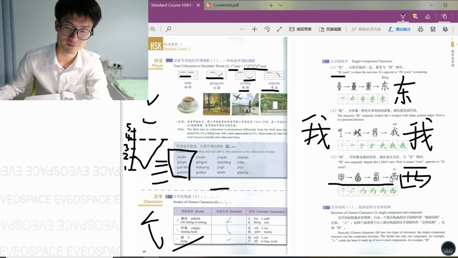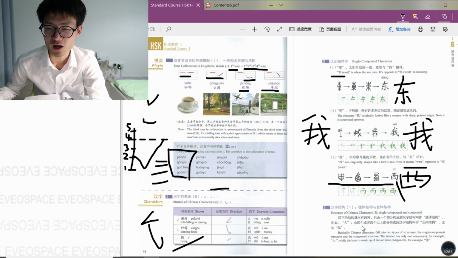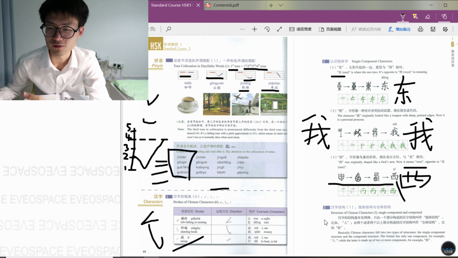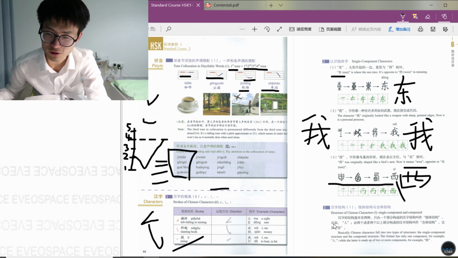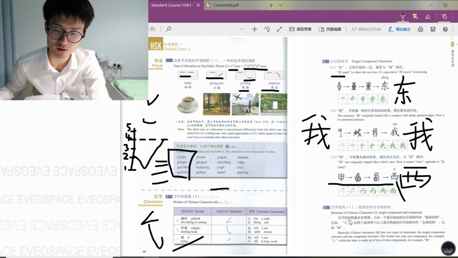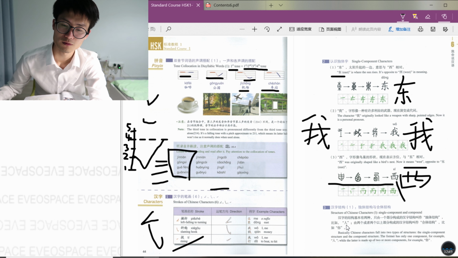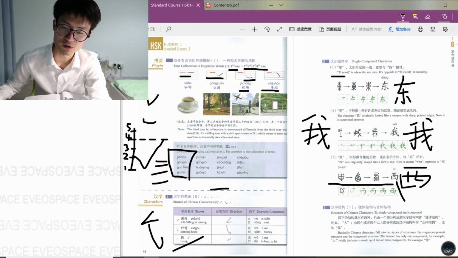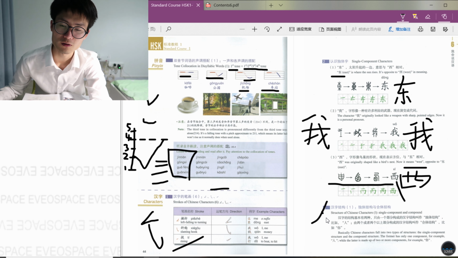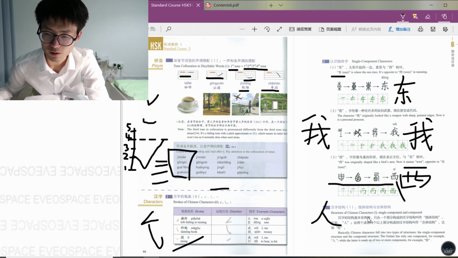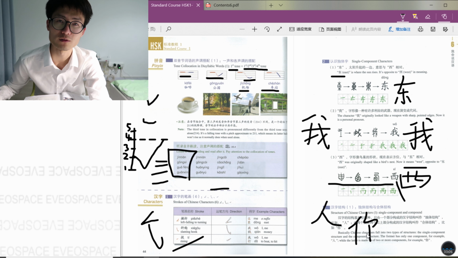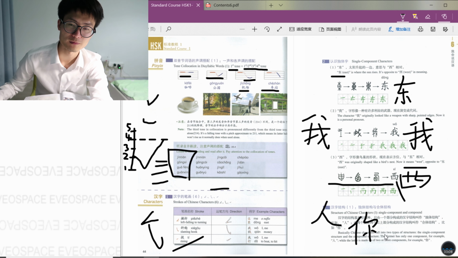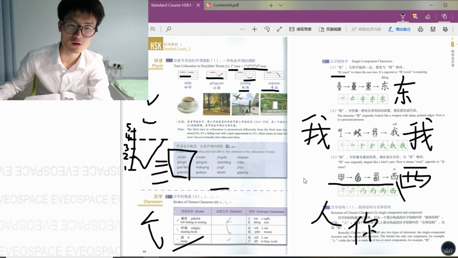Okay, and then we have these structures. Okay, we have a single structure and compound. Okay, like people, 人 is a single component, but 你, which means you, is a compound. Okay, let's move on. Next page.